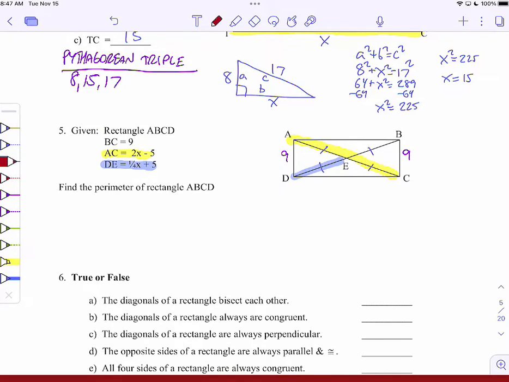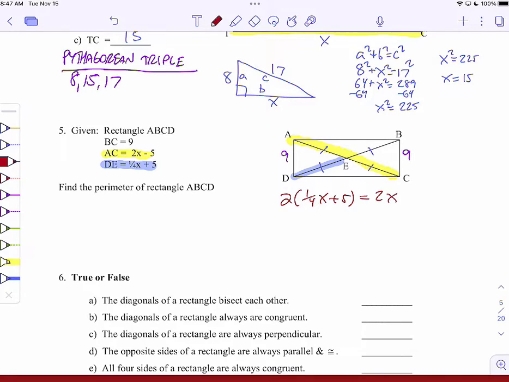So, and then add this one and this one? No, add DE to itself. So add this one to itself? So that's the same as doubling it, right? So I'm gonna write it as doubling. If you added it to itself, that wouldn't be wrong.